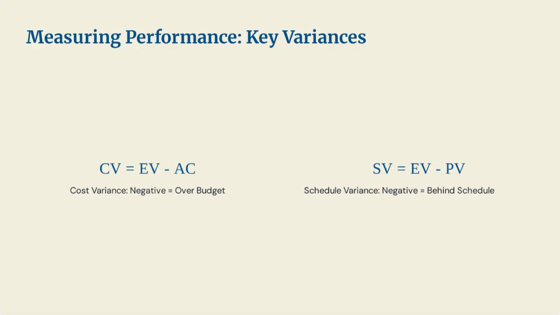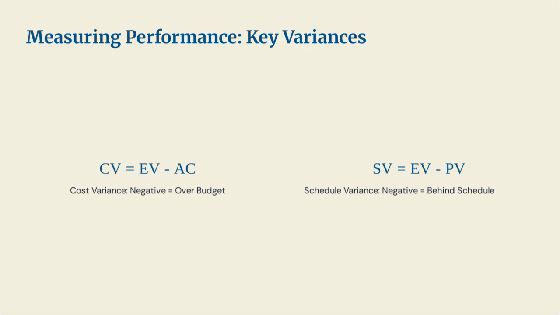Schedule variance, or SV, is EV minus PV. It answers, is the project ahead of or behind schedule? A positive number is good. It means the earned value is greater than the planned value. More work has been done than planned. A negative number is bad.